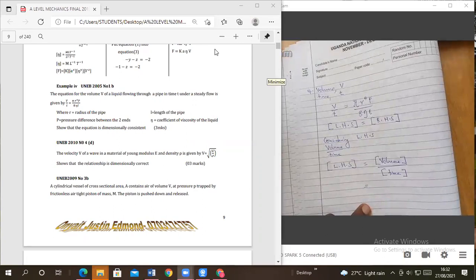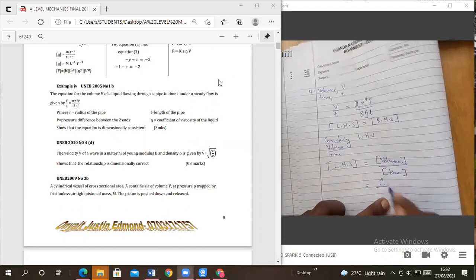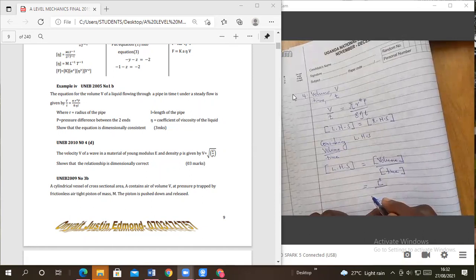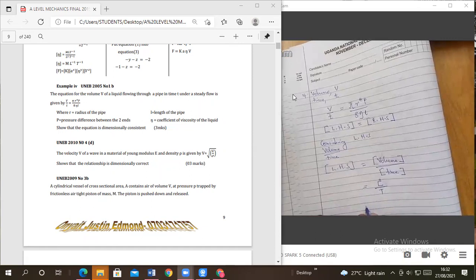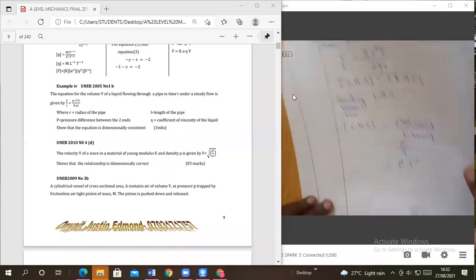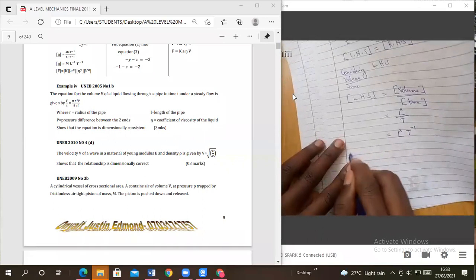Now, Rebecca, what's the dimension of volume? L cube. Good. And what's the dimension of time? Sandra, what's the dimension of time? T. Capital T, not small t. So the dimension of the left hand side becomes L cube T to the power -1. We are through with that, not so? Yes.